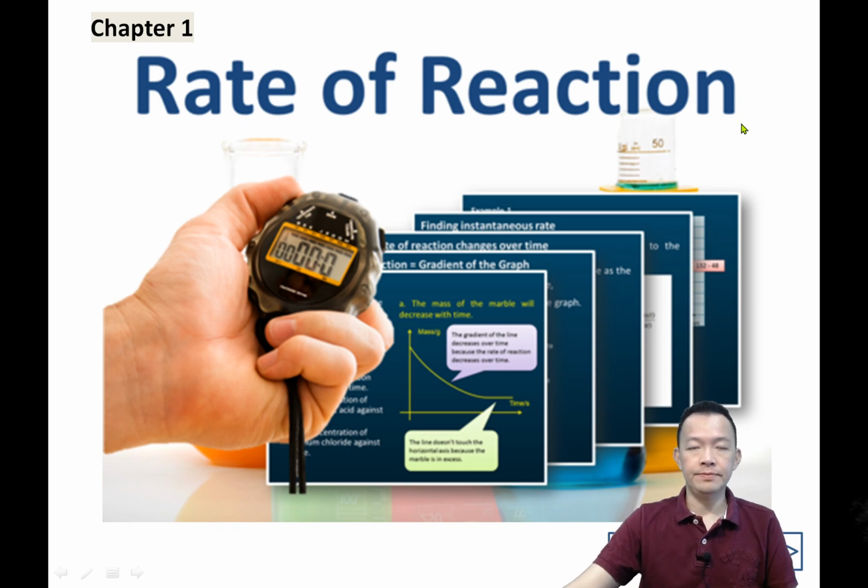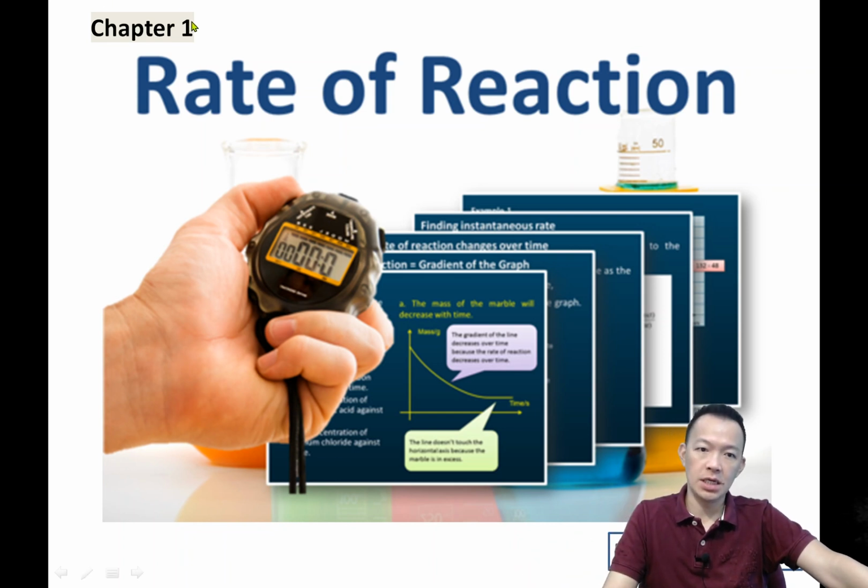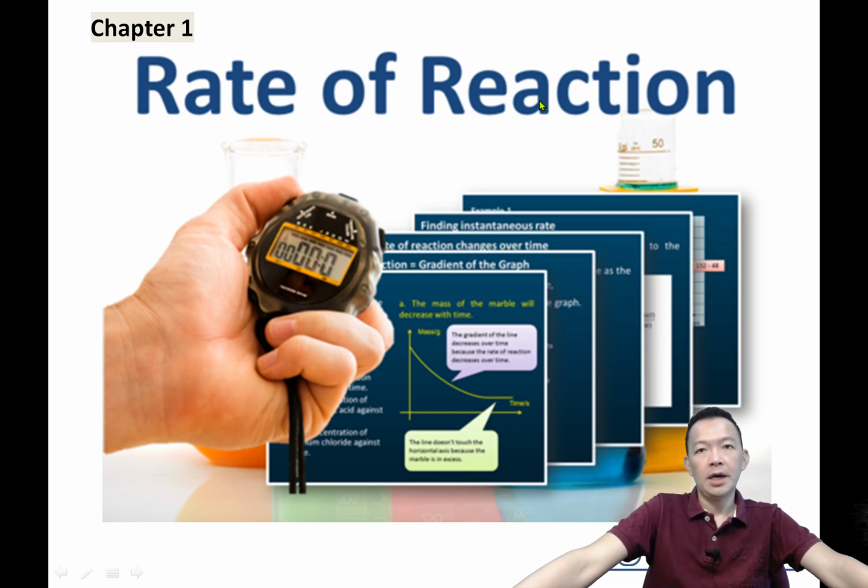Hello, Form 4 Chemistry Chapter 7. This is the first video for Chapter 7 and our title will be here. Chapter 7 is not Chapter 1. Last time was Form 5 Chapter 1, so this is a mistake, sorry. Rate of reaction, 化学反应的速度.